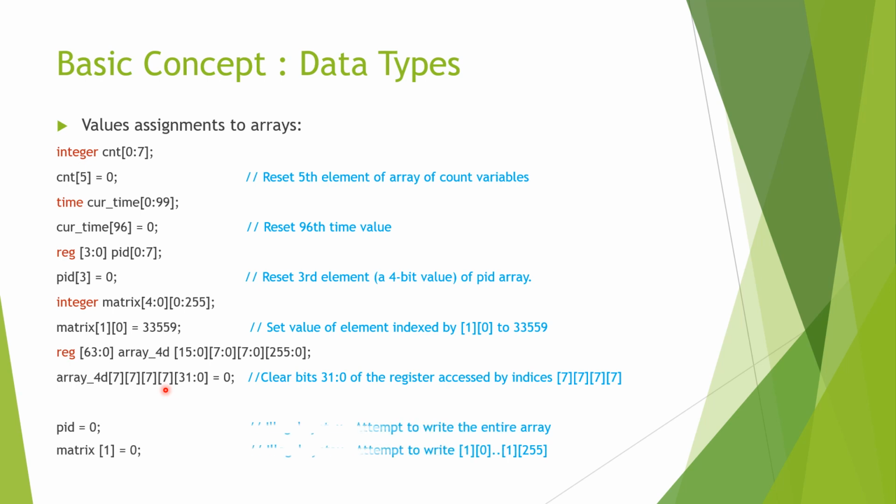Let's see some illegal assignments. As I said earlier, we need to provide the index while assigning values to a multidimensional array. Otherwise, it will be an illegal assignment. So here with PID, there is no index specified, even though it's a multidimensional array. That is why it's an illegal way of assigning values to an array. For matrix, only one dimension has been specified, but matrix is a 2-dimensional array. So that is why it is an illegal way of assigning values to an array.